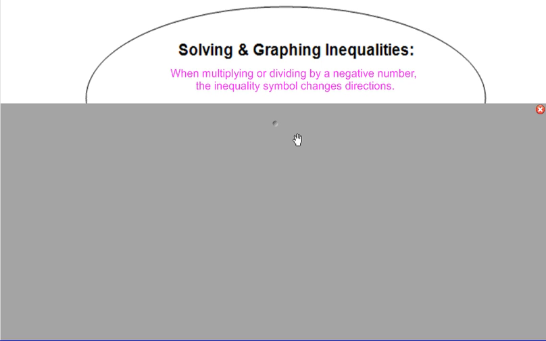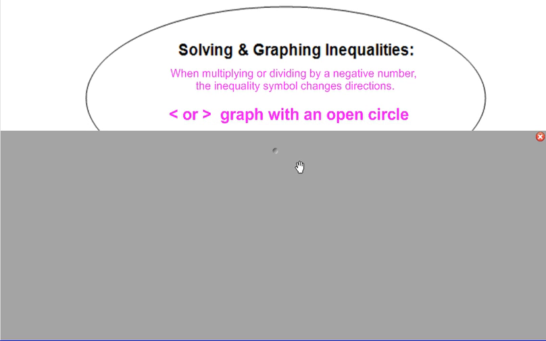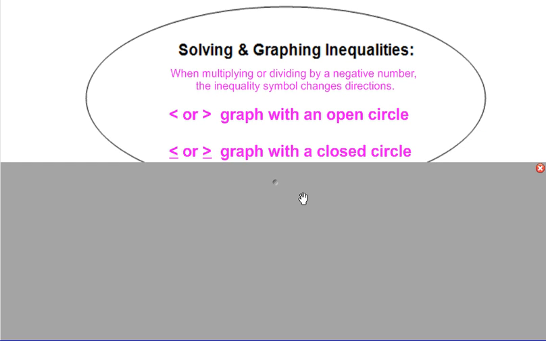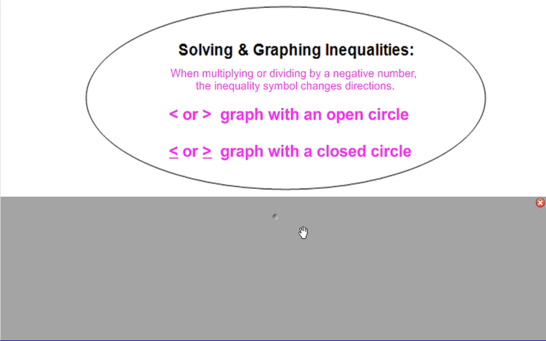Also, something different about solving inequalities is when we have a solution, we're going to graph it on a number line. So if you have an inequality with the less than or greater than symbol, you're going to graph your solution region on your number line using an open circle. Using that open circle indicates that the solution that you have is not part of the solution set. If you have an inequality with the greater than or equal to or less than or equal to symbol, you're going to be graphing your solution with a closed circle, which indicates that the point that you are graphing is a part of the solution set.